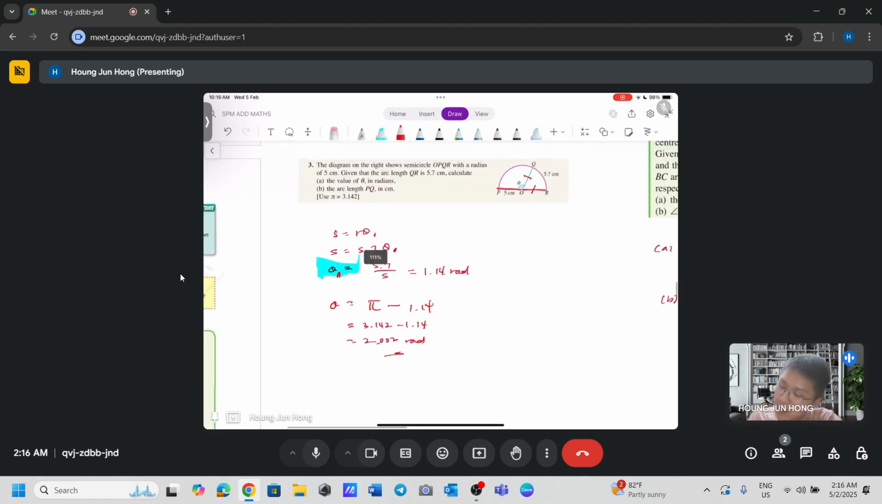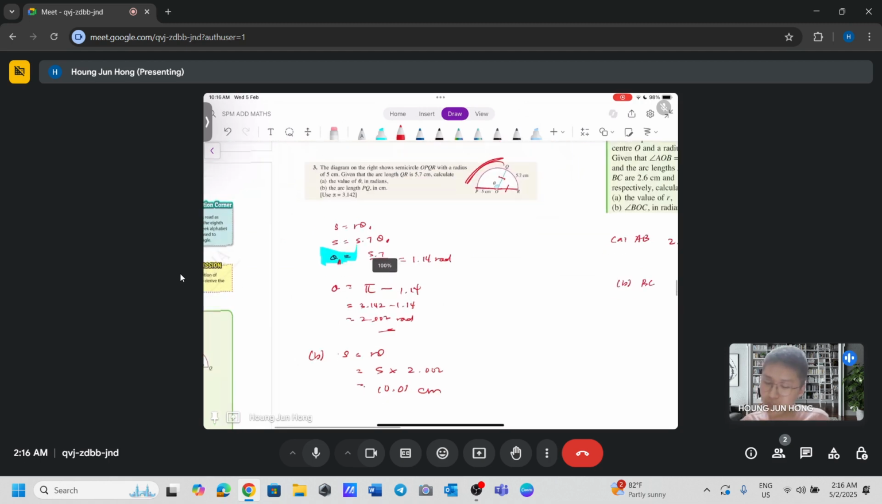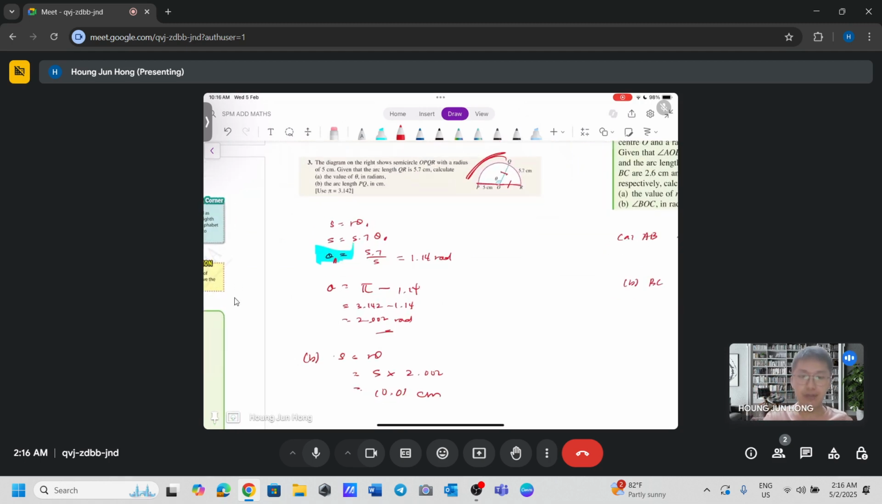Lastly, also very simple. How to find PQ? PQ is basically this one. So again, use the correct angle. 5 times 2.002, that is 10.01. Is it? Yes, correct. 10.01 cm. Okay, that's it for this question. Cool, I think that's it for this part of the video.